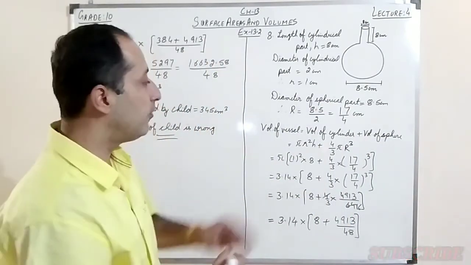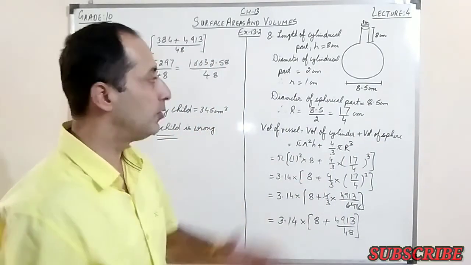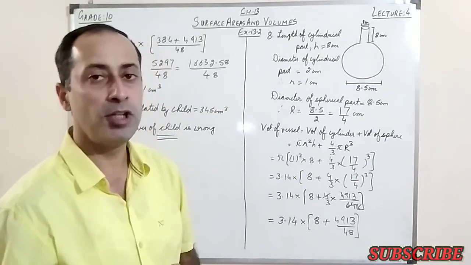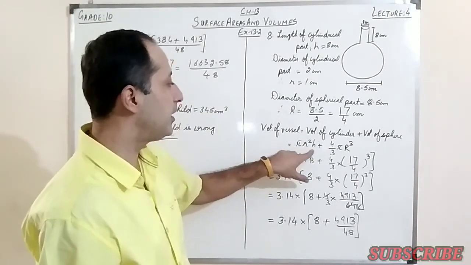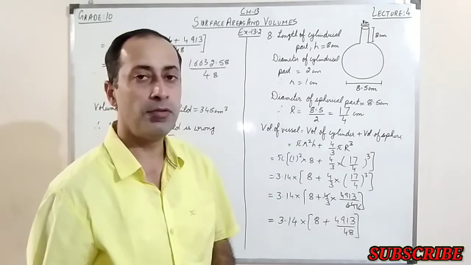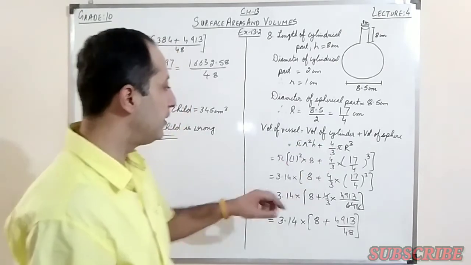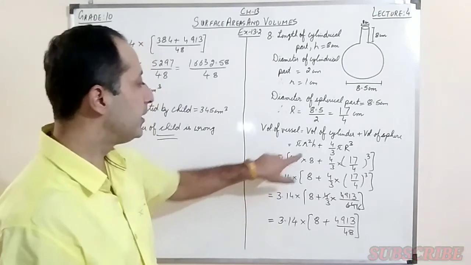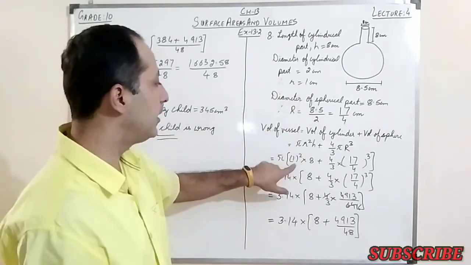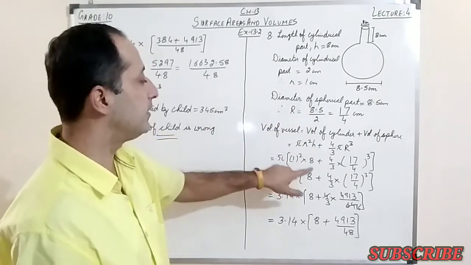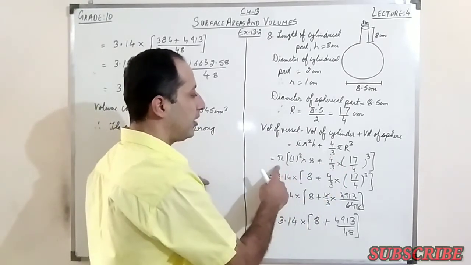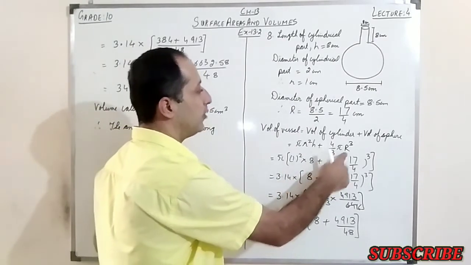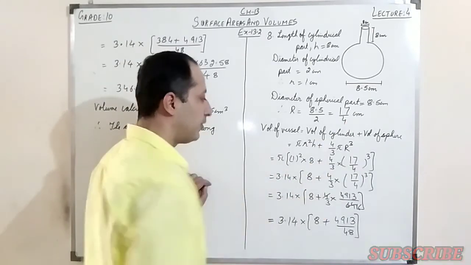Now, obviously the volume of the vessel would be equal to the volume of the cylindrical part plus the volume of the spherical part. The volume of a cylinder is pi r square h and the volume of a sphere is 4 by 3 pi r cube. So let's substitute the values. We take pi common here. Small r is 1, so 1 square multiplied by h, which is 8, plus 4 by 3 multiplied by r cube. R is 17 by 4, so 17 by 4 cube.